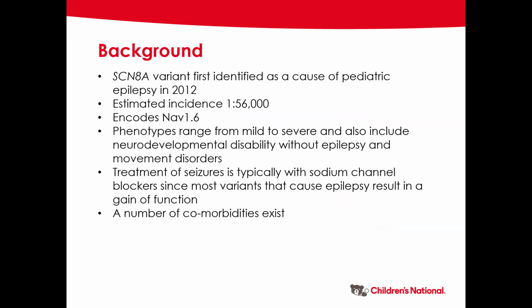So, first, some background on SCN8A. The variant was first identified as a cause of pediatric epilepsy in 2012 by Michael Hammer and colleagues, actually found in his own daughter posthumously. And now it's been identified as one of the most common causes of genetic epilepsies. Estimated incidence is about 1 in 56,000. That's from the work of the Danish group.